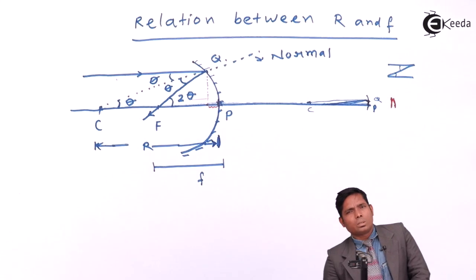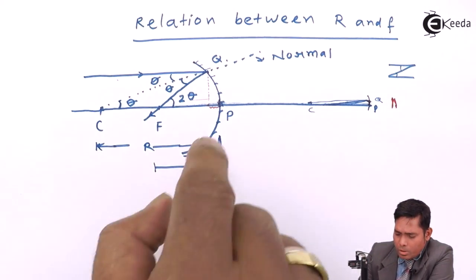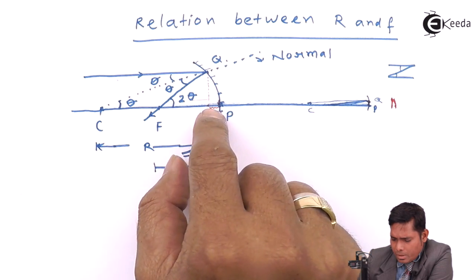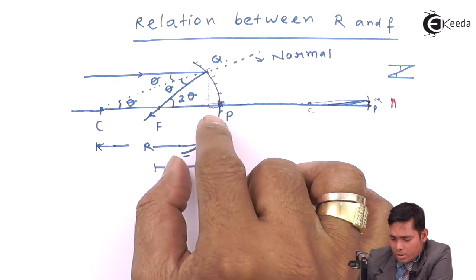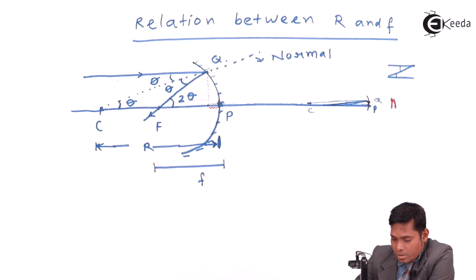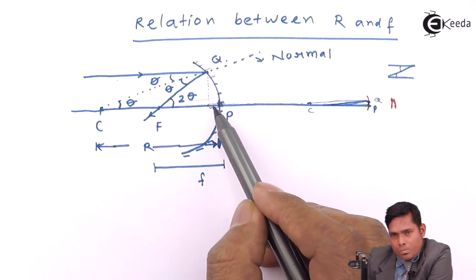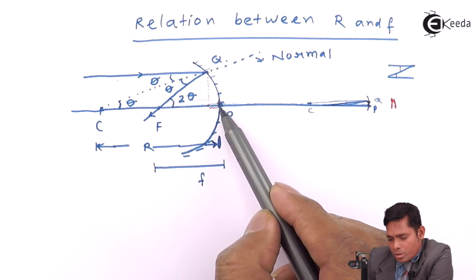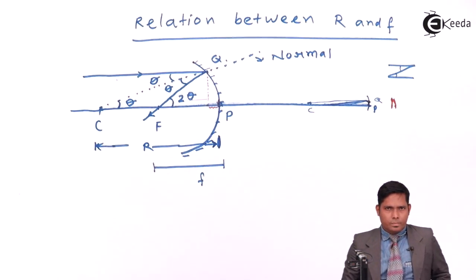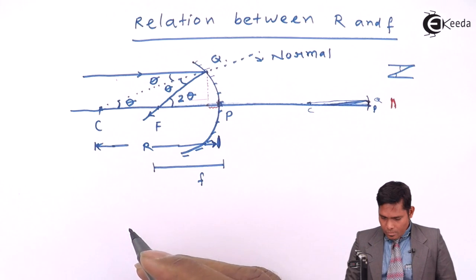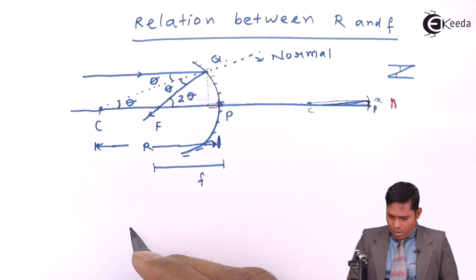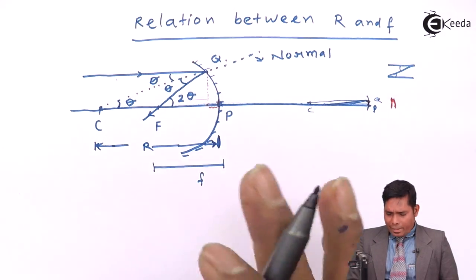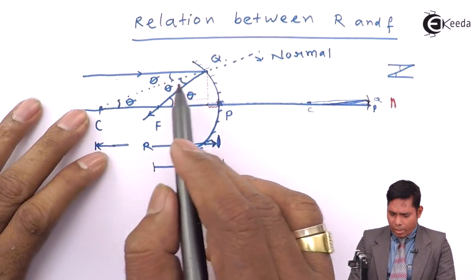The more and more the paraxial rays are nearer to the principal axis, the greater will be this accuracy, and this distance will be very small. As the ray is very close to this, the distance will more approach towards the point P. Now, I have to relate directly with this triangle now.